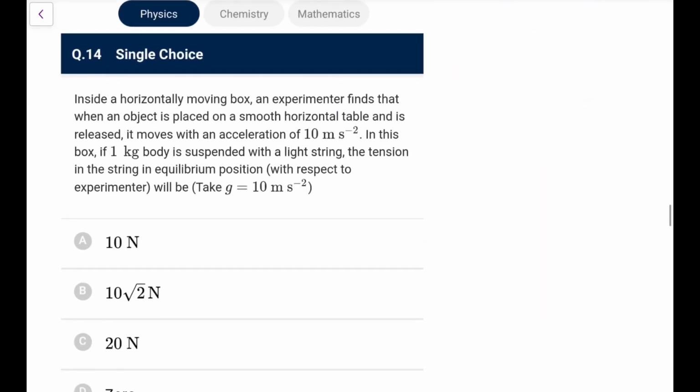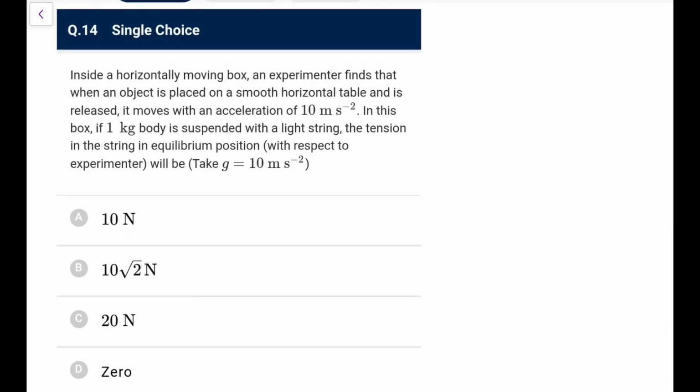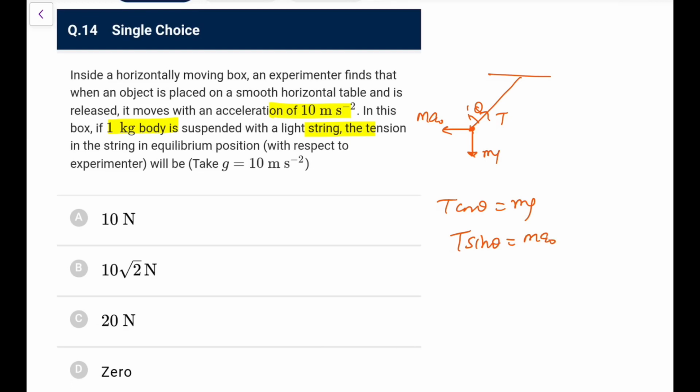Next one. Inside a horizontally moving box, an experimenter finds that when an object is placed on a smooth horizontal table and is released, it moves with an acceleration of 10 meter per second square. In this box, if a 1 kg body is suspended with a light string, the tension in the string in equilibrium position is, so what it would be? In equilibrium if I apply that pseudo force, it would be M A naught, and it would be mg, and tension like this. So from the logic, T cos theta will balance mg, T sin theta will balance M A naught, and because A naught magnitude is equal to g, this theta is going to be 45 degrees.